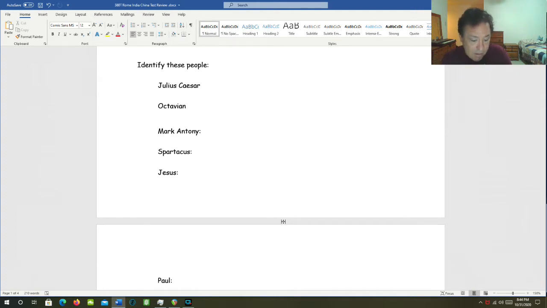Octavian won that civil war, and this time he was made much more than just a dictator for life. Octavian was made emperor of Rome, and he presented himself to the people as a god, and his position was now hereditary, and he changed his name accordingly. Octavian just wasn't good enough. He changed his name to Caesar Augustus.